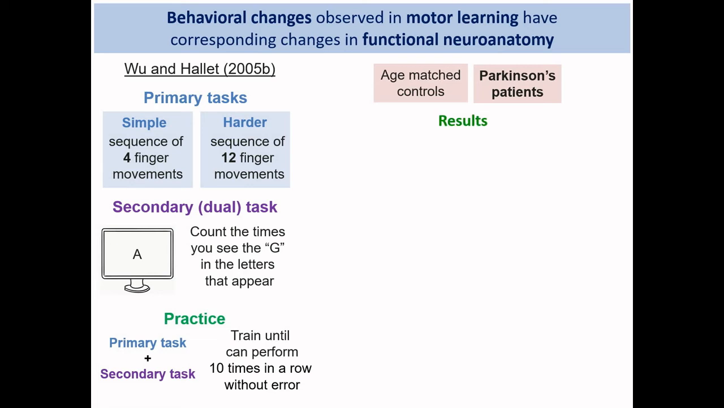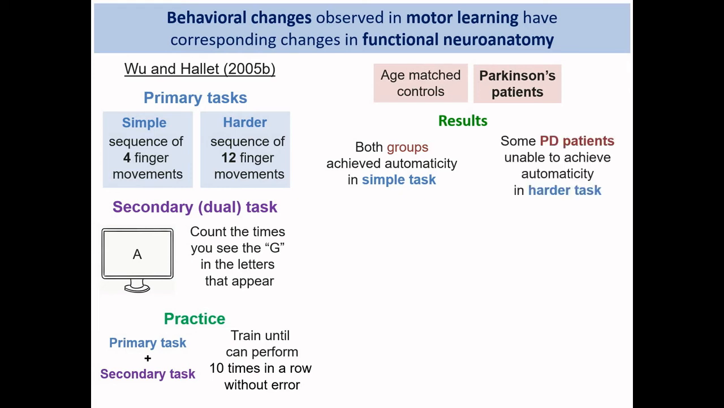So what did Wu and Hallett find in this experiment? Both the group of Parkinson's patients and the group of age-matched healthy older adults were able to achieve automaticity in the simple task. As in the study we looked at on the previous slide, all of the age-matched healthy older adults were able to achieve automaticity in the more complex task. In contrast, some of the Parkinson's disease patients were unable to achieve automaticity when the task was harder.